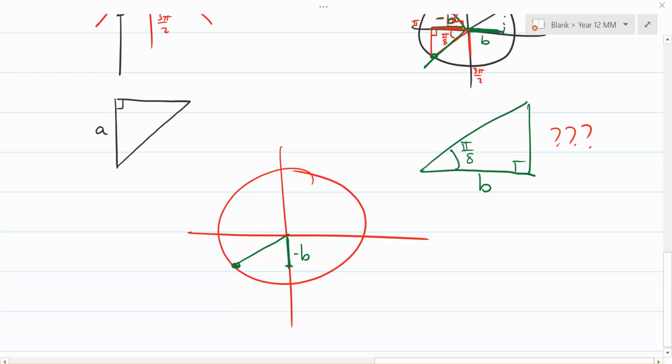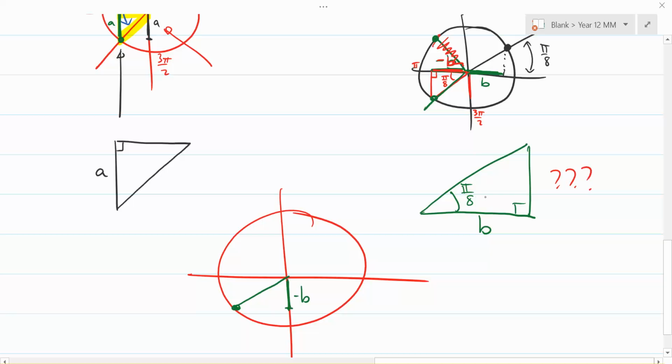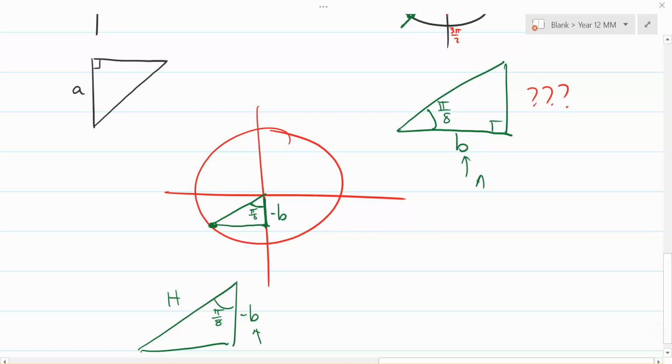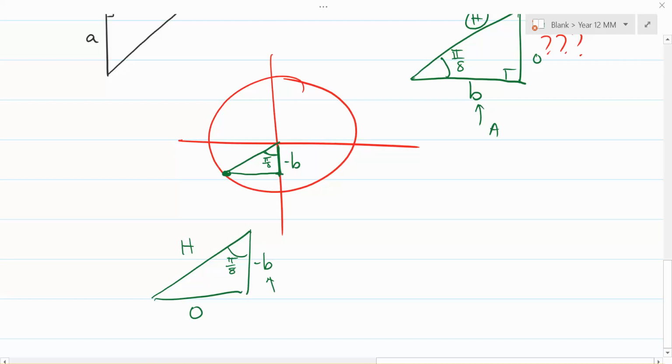Now remember, B is the adjacent of this triangle. The only way for B to be an adjacent is if I have the angle here, which is pi on 8. So if you actually label this triangle, if I draw it a bit bigger, if this is pi on 8, then negative B is the adjacent. This is the hypotenuse, this is your opposite. So this is the adjacent side, this is the opposite, this is the hypotenuse. So I finally got negative B on the vertical axis, which is here.